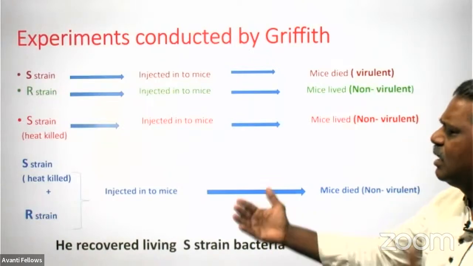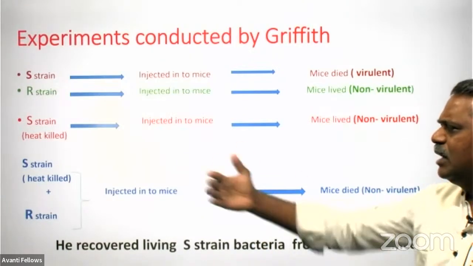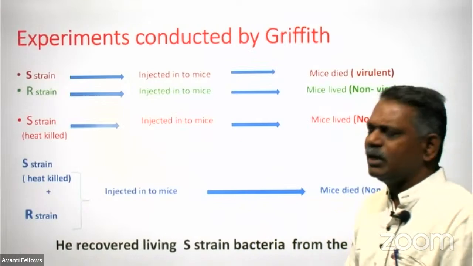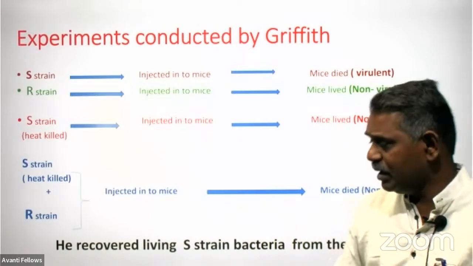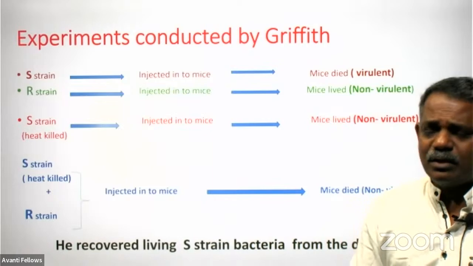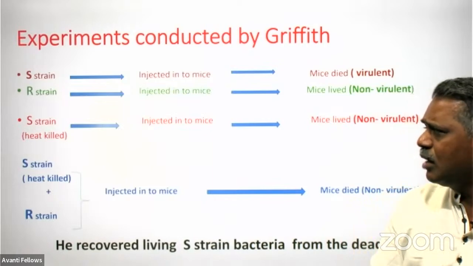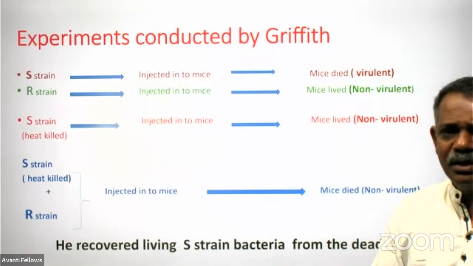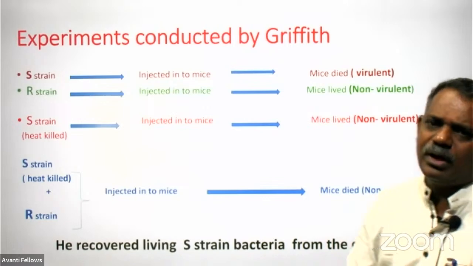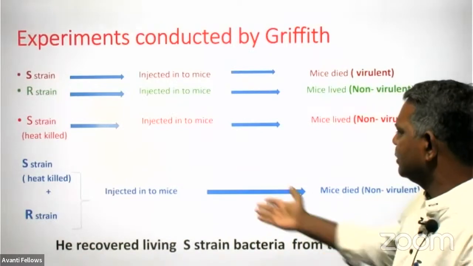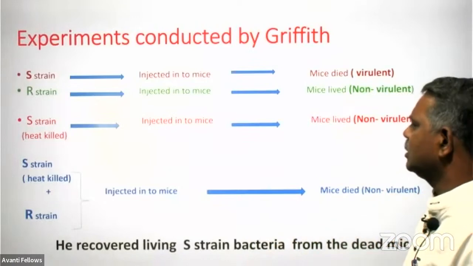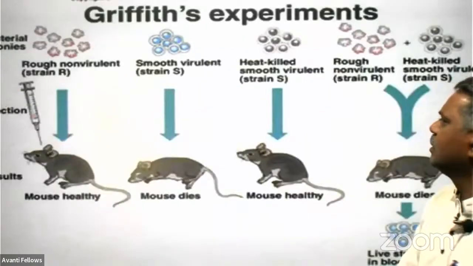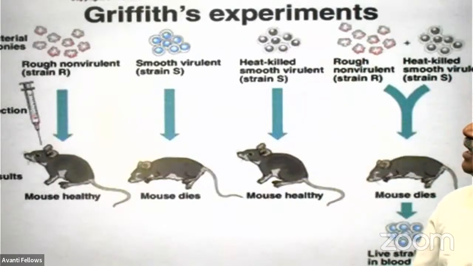Some genetic material taken from the heat killed S strain was taken to the R strain, and that transformed the R strain non-virulent bacteria into the S strain virulent bacteria. That is why the mice died due to pneumonia. So this is the Griffith experiment.